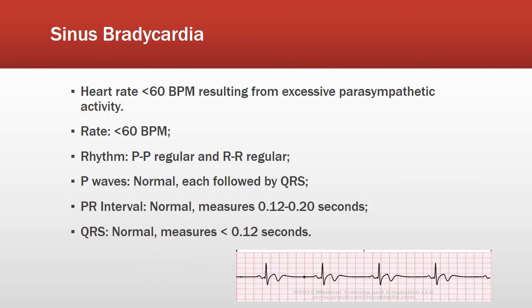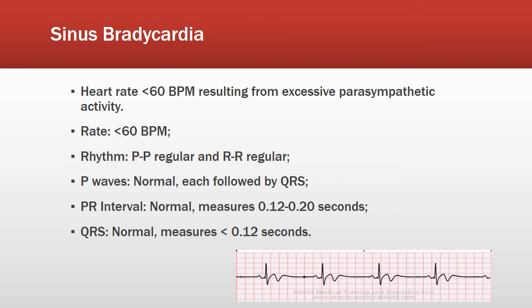Sinus brady. All of the same criteria for a sinus rhythm, PQRST, but the heart rate is less than 60 beats per minute, resulting from excessive parasympathetic activity, which is from the vagus. The rate is less than 60 beats per minute.